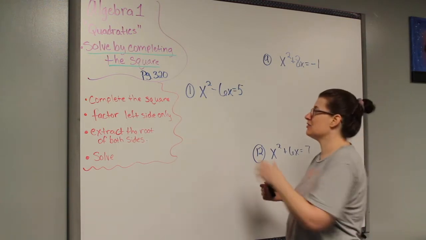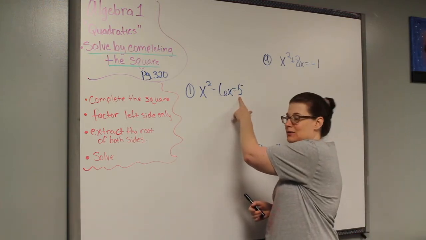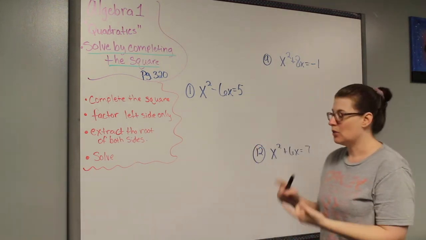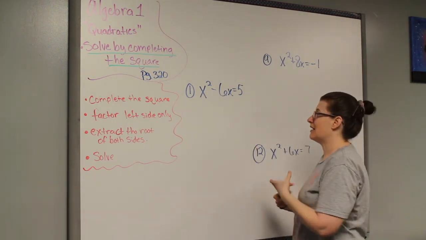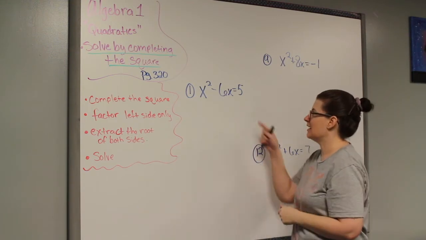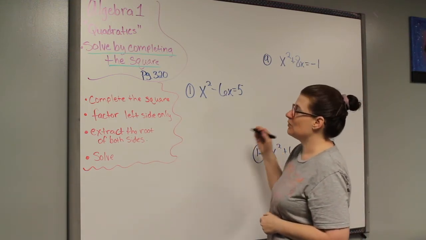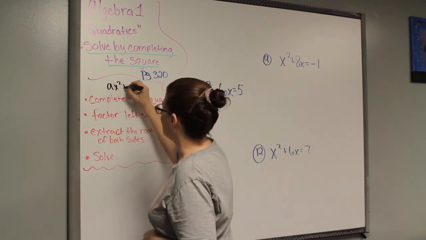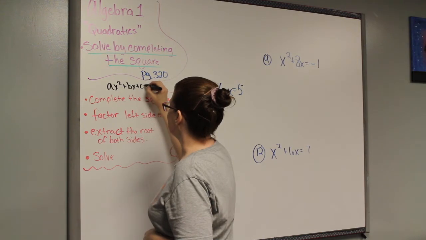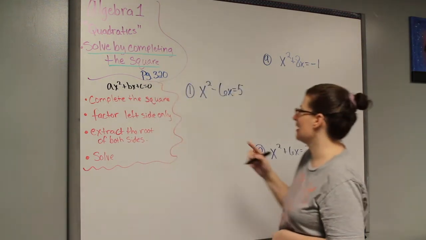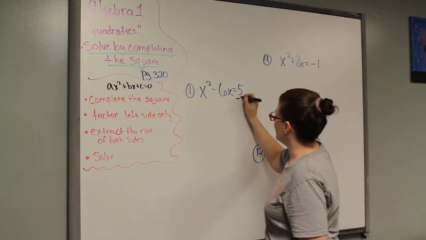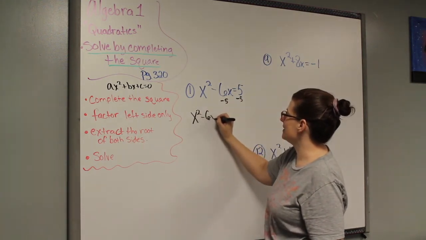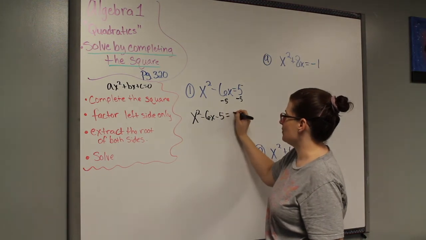This looks different than yesterday because there's another number over here. Remember, yesterday we just had 2 things and we were putting in that number. Well, first you need to remember from yesterday that everything has to be on one side. So this 5 needs to move over because it needs to be in that ax squared plus bx plus c equals 0 form. So this is positive 5, so I'm going to subtract 5, which is going to give me x squared minus 6x minus 5 equals 0.